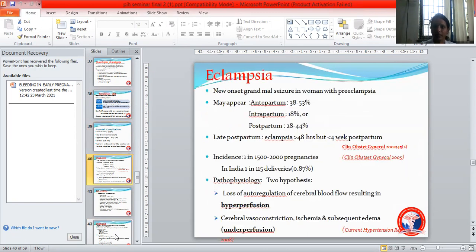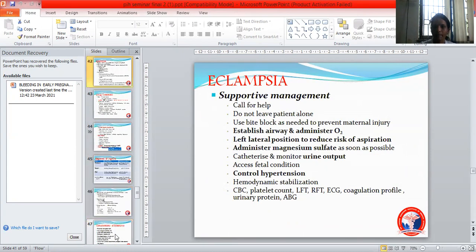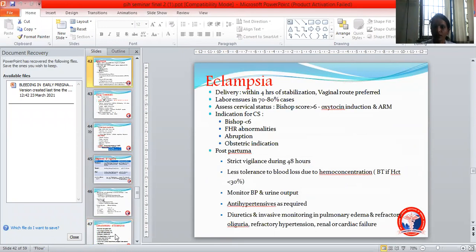So eclampsia is nothing but onset of seizure in a woman with pre-eclampsia. It could be antepartum, intrapartum, or postpartum. So we immediately call for help and then establish the airway, administer MgSO4, catheterize and monitor urine output, and control of hypertension is important. And the investigations that we have already discussed have to be sent. So delivery within 4 hours after stabilization. Vaginal route can be done. If the delivery is not imminent, then cesarean section is preferred.